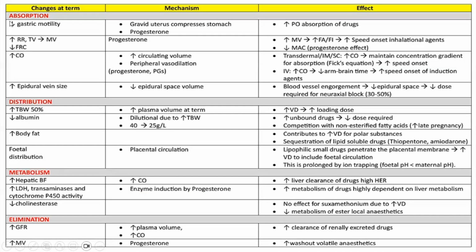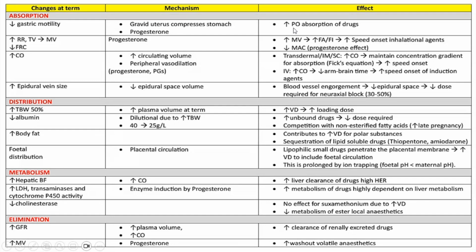First, you have to divide it into ADME, and try to give at least 1 or 2 points for each section: at least 2 points for A, 2 points for D, 2 points for M, 2 points for E. So you make your own template. Absorption in a term pregnant patient: gastric motility is reduced, which means there will be delayed gastric emptying time. That is why we worry about aspiration also. Why? Because the gravid uterus compresses the stomach, and the progesterone effect also causes relaxation.